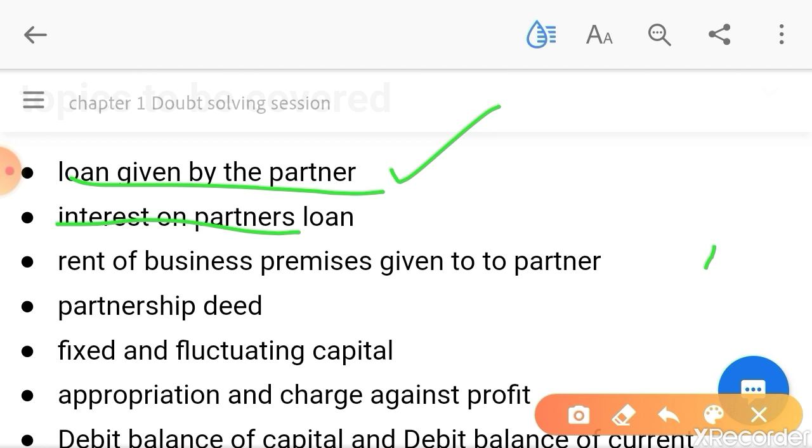And when we dispose this interest, it will be transferred to the profit and loss account. And what will be the entry? Profit and loss account debit to interest on partner's loan account. I hope this entry is clear to you.